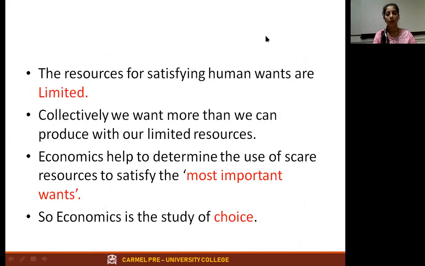Correct? So why does the economic problem arise? As I told you, the resources for satisfying human wants are limited. Clear? So collectively we want more than what is there. So economics helps to determine the use of scarce resources to satisfy the most important wants. We are supposed to prioritize our wants, which wants have to be satisfied first, and which next. First is basics, then comes comfort, then comes luxury. That is how we are supposed to prioritize. The most important wants have to be satisfied. So economics helps to determine the use of scarce resources.